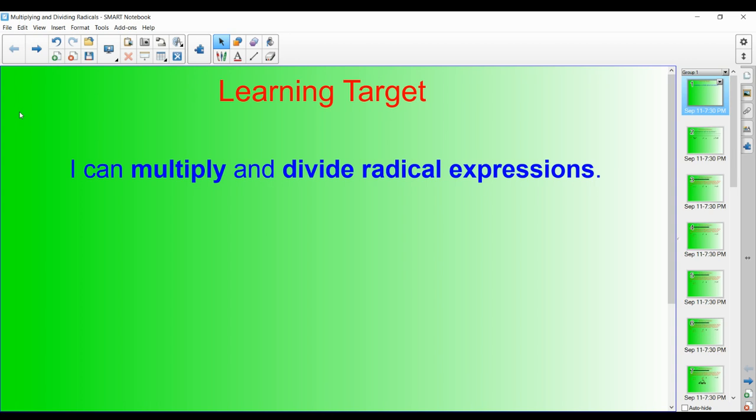Hi everyone. Today we're going to learn how to multiply and divide radical expressions. We've already learned how to simplify radical expressions and how to add and subtract them. Please make sure you know how to do that, because we're going to use those skills to help us with our multiplication and division.